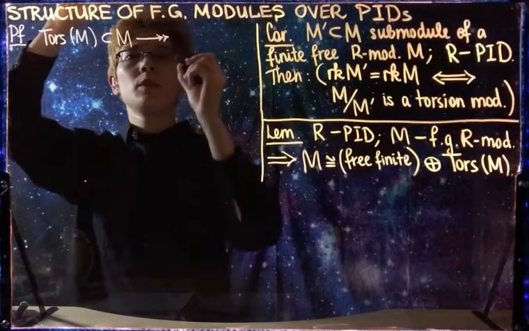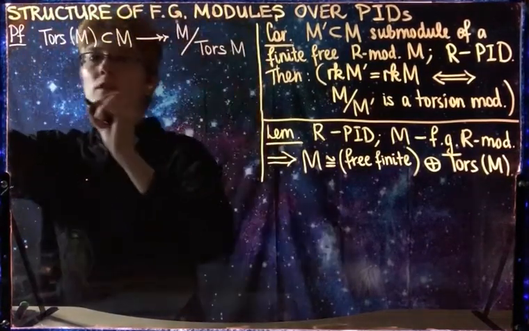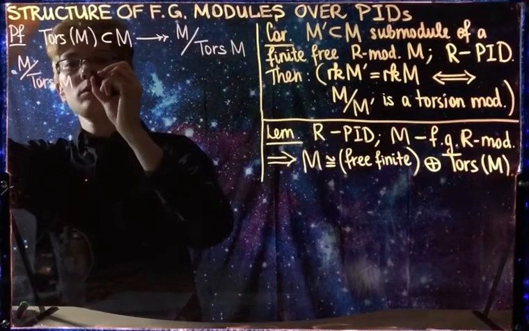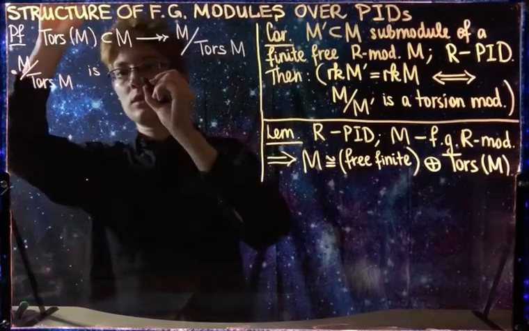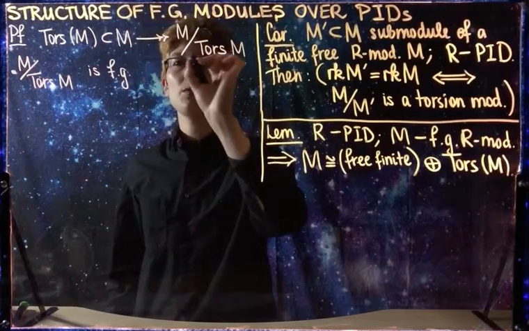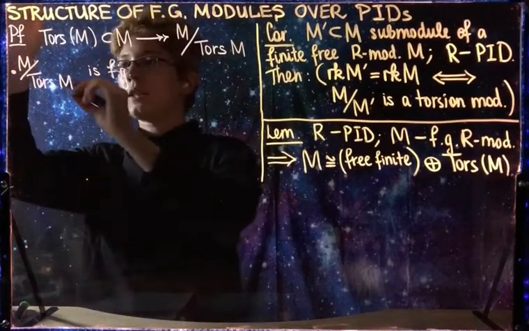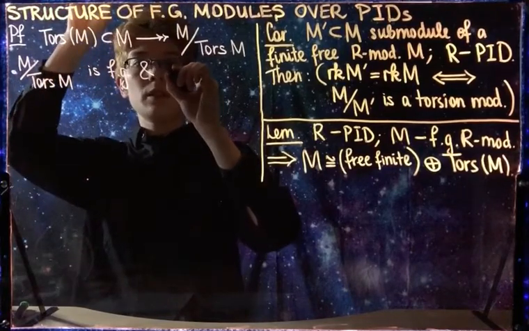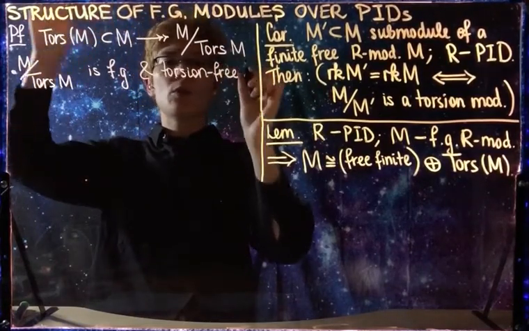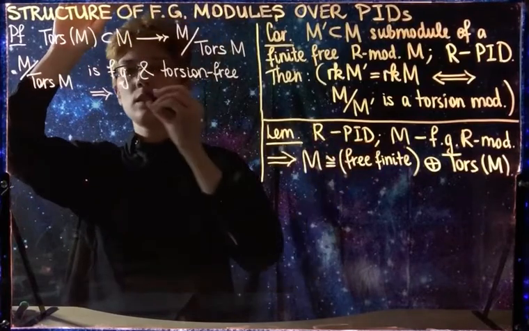And so we can form the quotient module M mod tors M. And this module M mod tors M, first it is finitely generated, because if M was finitely generated, then images of its generators in the quotient will generate the quotient module. So M mod tors M is finitely generated, and moreover it is torsion free, because we quotiented out all the torsion. And therefore, since we are working over PIDs, it is a free module.